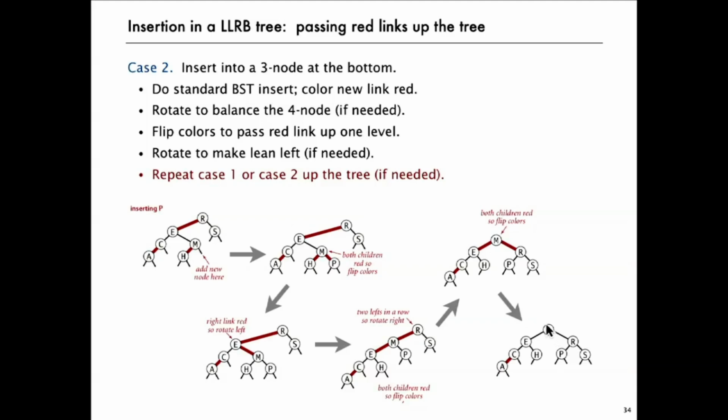If that red link were way down in the tree and there were another 3 node above it, we might have to do it again. Again, exactly as would happen in a 2-3 tree.